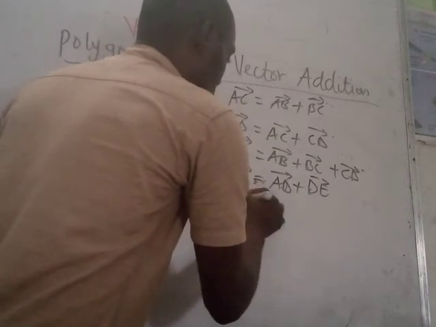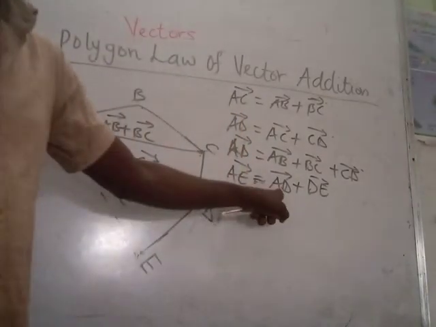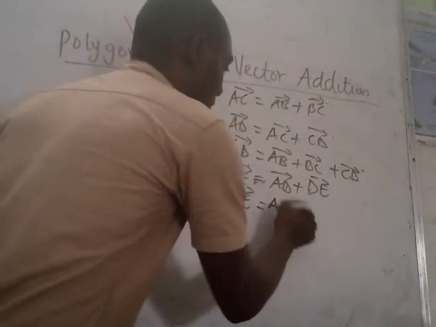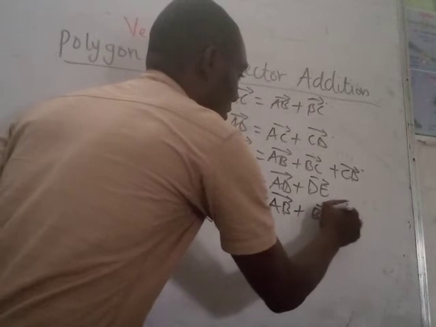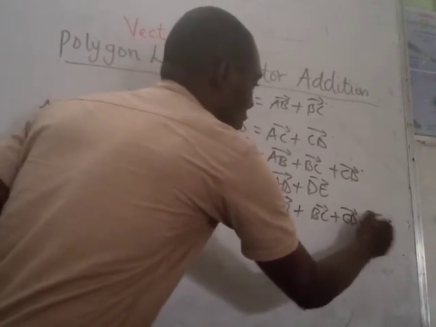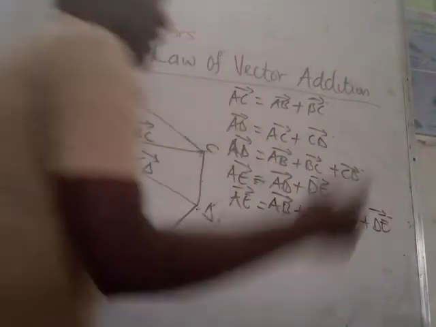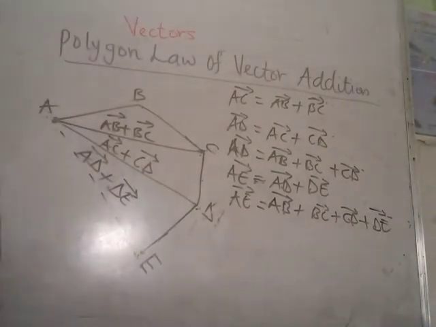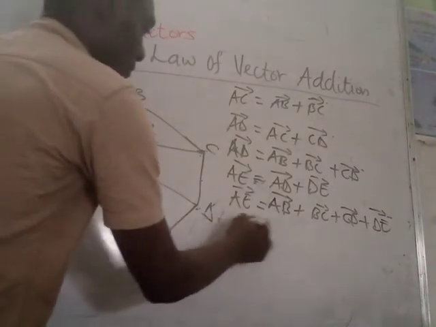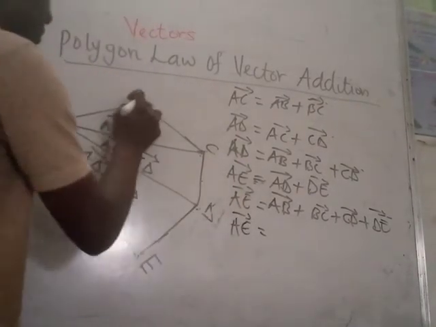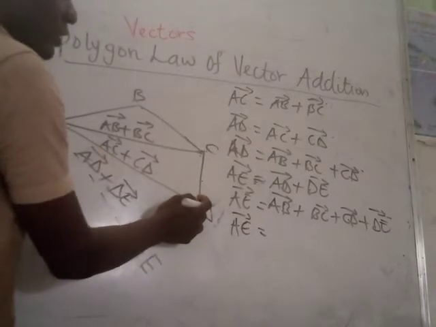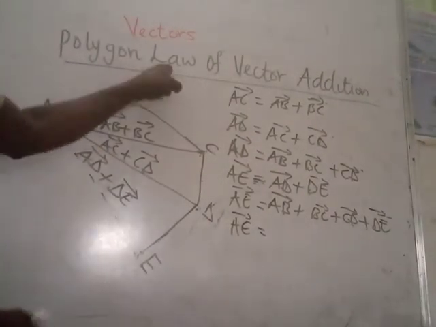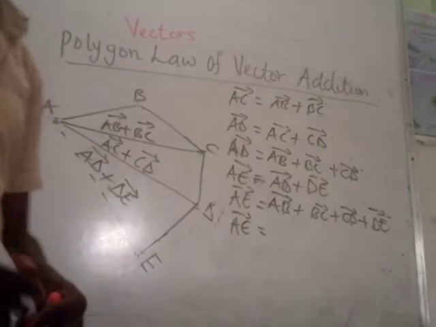Now, AE is going to be equal to my AD, which is AB plus BC plus CD. So I have AB plus BC plus CD plus DE. From here you can easily see that the resultant of more than two vectors is simply the addition of the vectors. AE is equal to AB plus BC plus CD plus DE. This is known as the polygon law of vector addition.